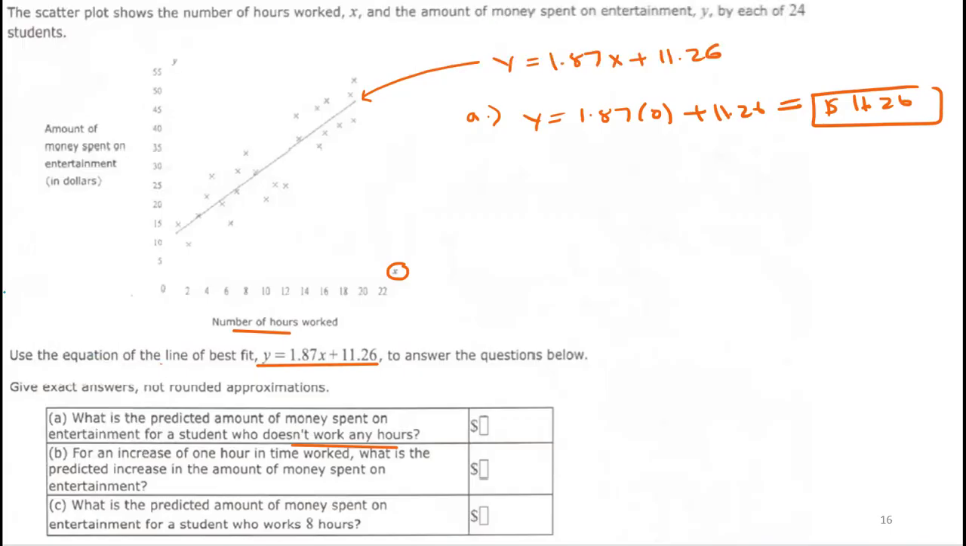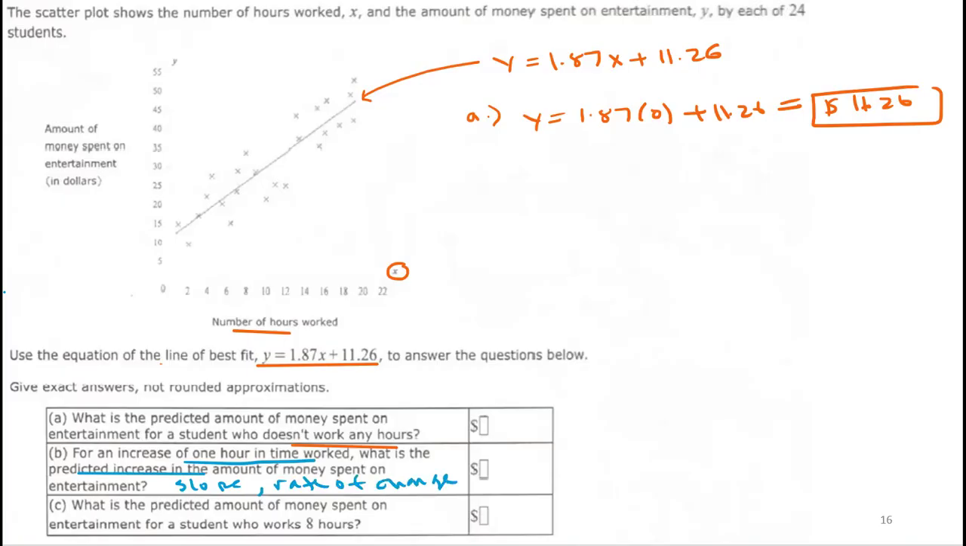All right, let's look at the second one. It says, for an increase of 1 hour in time work, what is the predicted increase in the amount of money spent on entertainment? Well, this is dealing with the slope. For an increase of 1 hour in time work, what is the predicted increase in the amount of money spent? This is your slope, or sometimes it's called the rate of change.